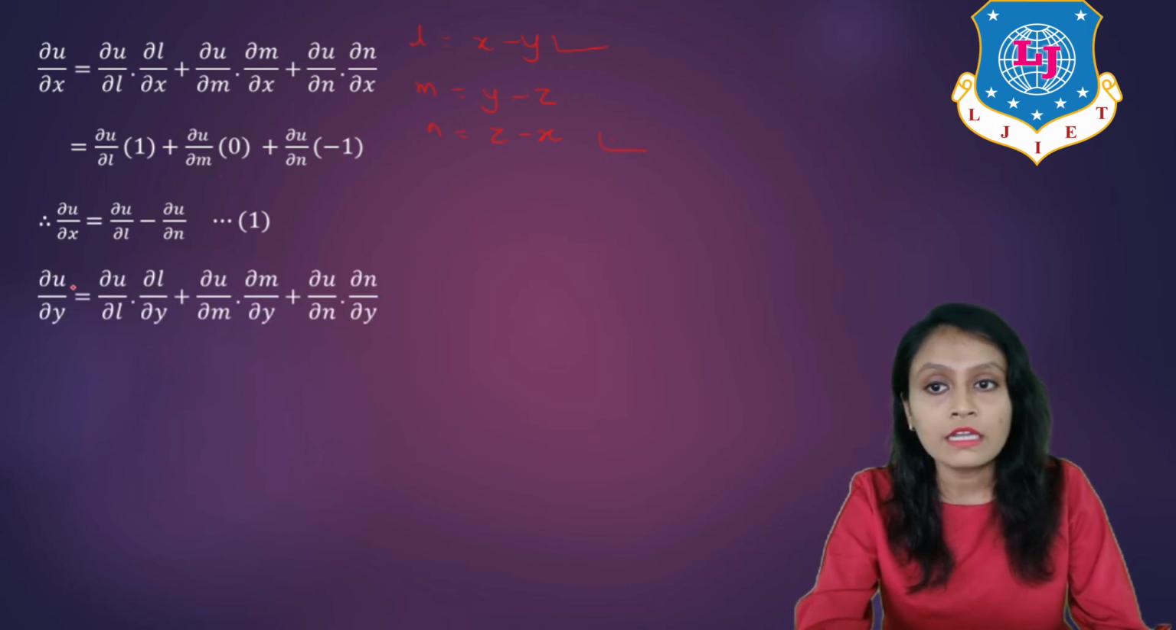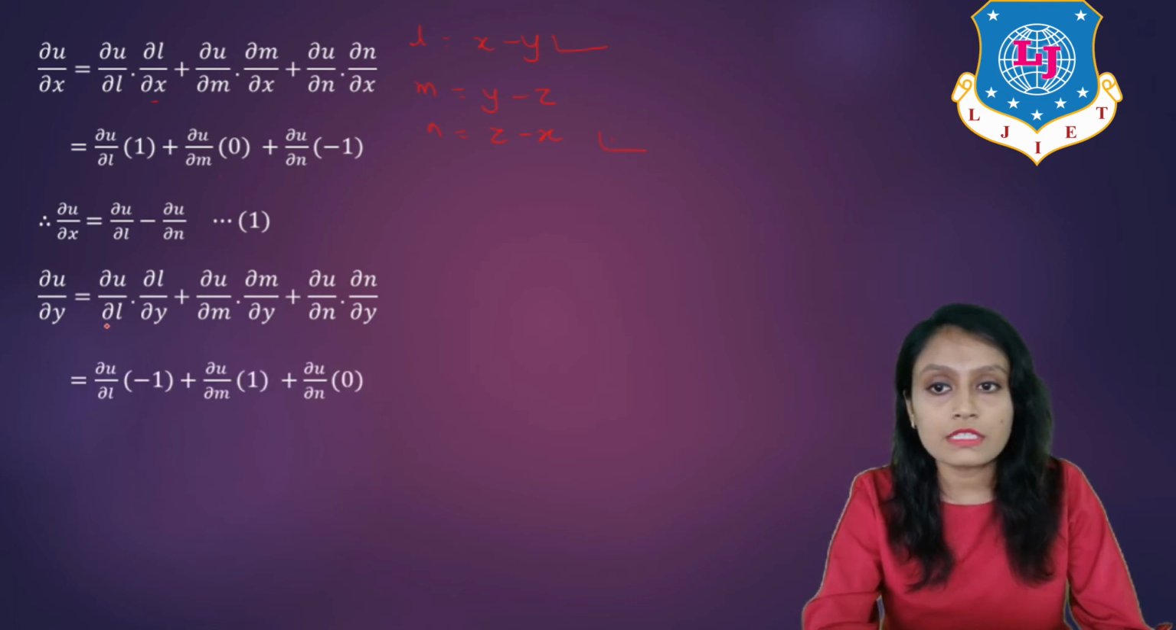Next we will find del u by del y. Okay, so here just a minor change in this formula. Here, in place of x, we have y. So now we have to take the derivative with respect to y. So just take the derivative: del u by del l, del u by del m, and del u by del n as it is, and the derivatives are written here, that is minus 1, 1, and 1, which we have taken with respect to y from these three.